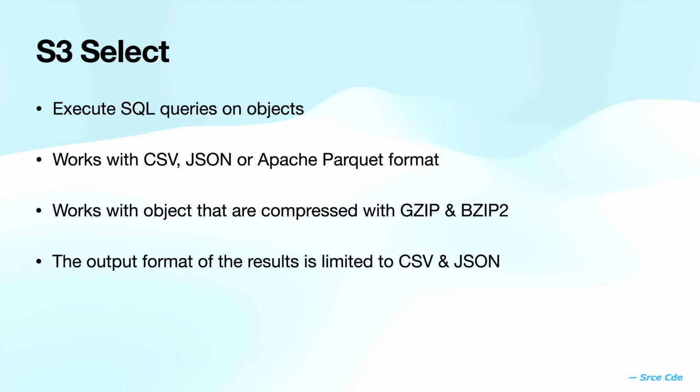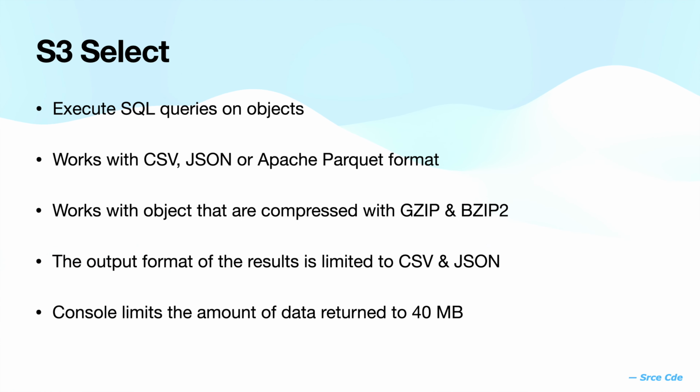The output format of the select statement is limited to CSV and JSON, and the console limits the amount of data returned to 40 MB. So whenever you are querying the data using the AWS Management Console, the amount of data returned by any query will be limited to 40 MB.